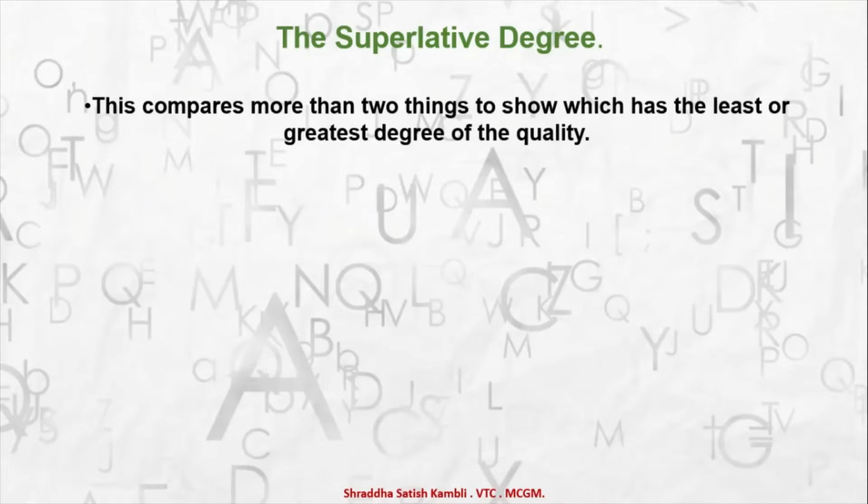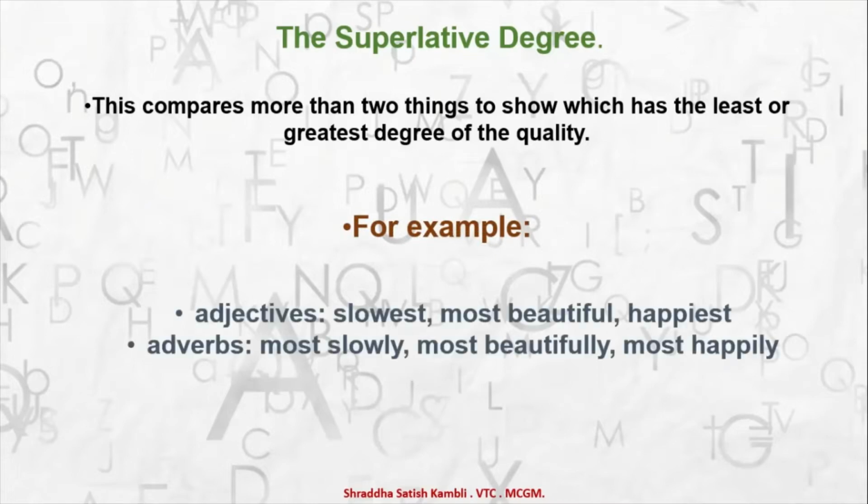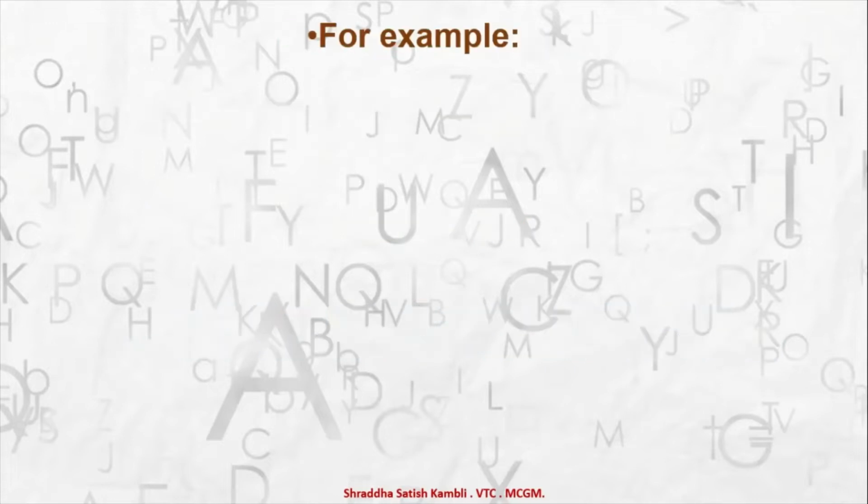So see, the comparison here takes place between more than two things. Alright. And we focus on the least or the greatest of the quality. For example, look at these examples. The adjectives can be used as slowest, most beautiful, happiest. Adverbs could be most slowly, most beautifully, most happily, etc.